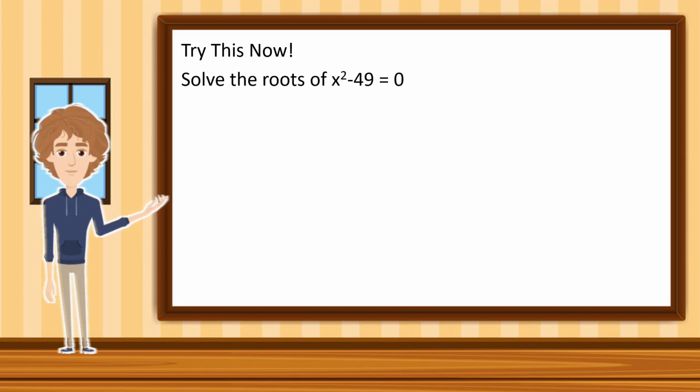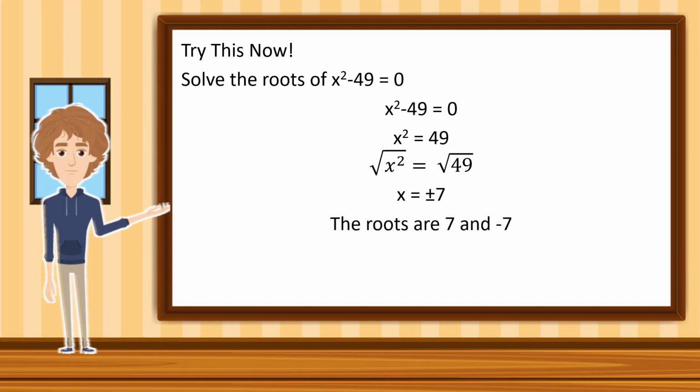Time's up! Let us see if you got the correct answer. X squared minus 49 is equal to 0. Then by using the addition property of equality, x squared is equal to 49. Then let us now extract the square roots. And there you go. The answer or the solution, x is equal to positive or negative 7. And the roots are 7 and negative 7.